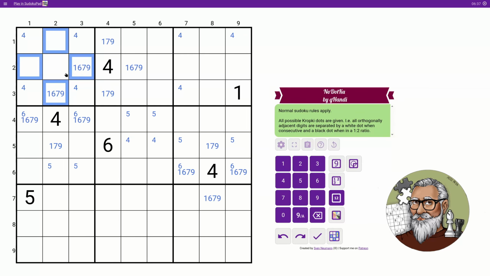Because then you need the 4 in the middle, I guess. That's the only digit that works, right? 1, 6, 7, and 9, 4 of them eliminate everything. Except 4, let's be clear. Right, so this can't be 4.